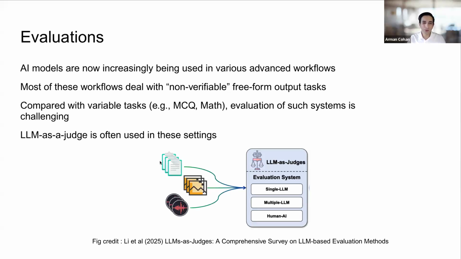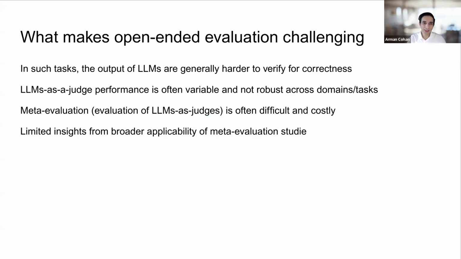And there's a whole literature on how to design better judges. People use single LLMs, multiple LLMs, or a kind of collaboration setup. I borrowed this figure from this survey that goes through all of these details on how these LLM judges are designed. So what makes these open-ended tasks challenging to evaluate?